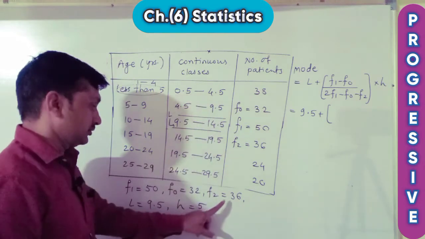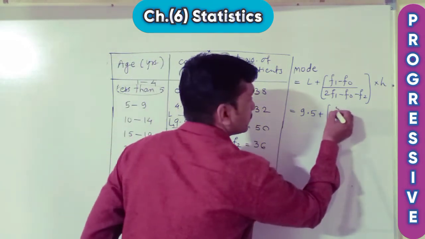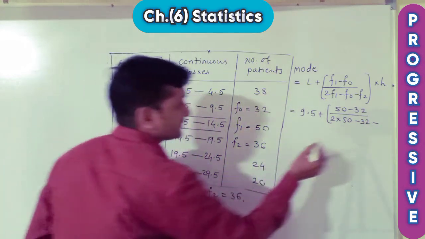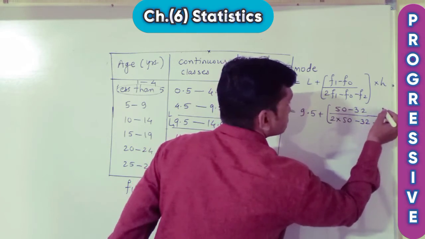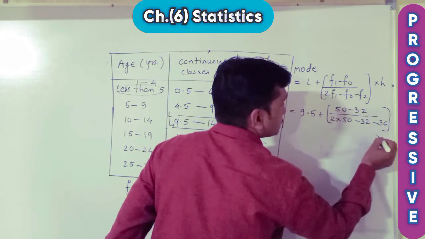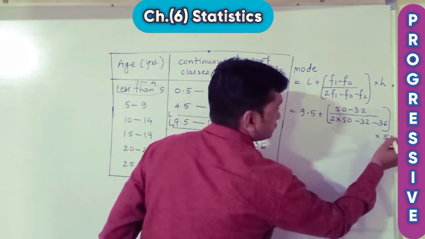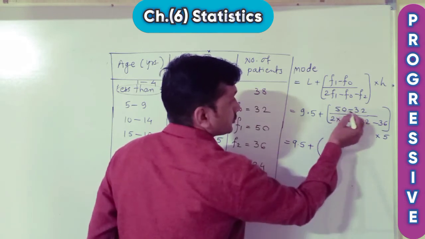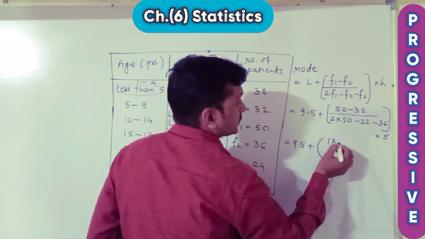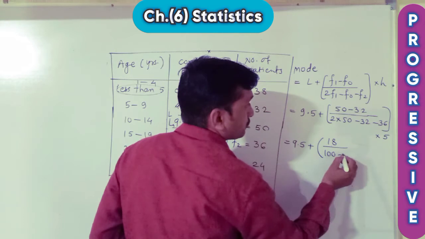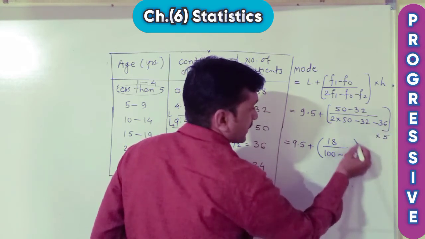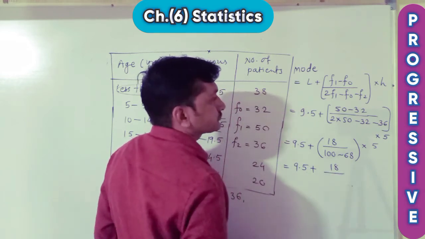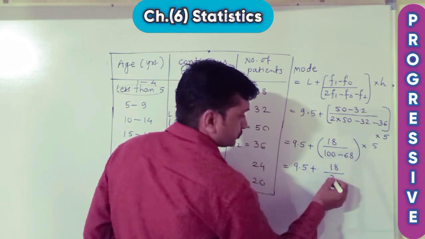Plus in bracket F1 50 minus 32 upon 2 multiplied by 50 minus 32 minus 36 bracket close multiplied by H, the difference of 5. Okay, here I wrote, you write it. 9.5 plus, now subtraction: 50 minus 32 is 18, upon 100 minus addition here 68 bracket close into 5. The difference: 9.5 plus 18 upon 32 multiplied by 5.